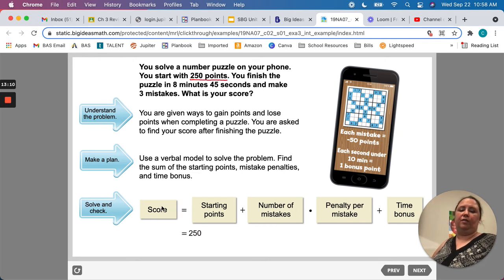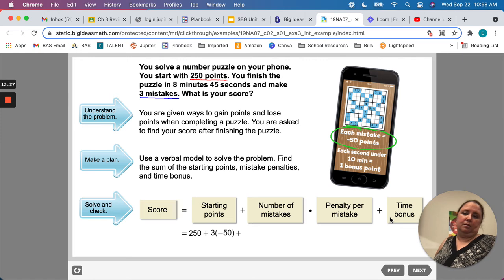All right, so now let's put the numbers into this. So we have 250 as our starting point. Plus, how many mistakes did we make? 3. So 3 times, how many penalties did we have? Oh, penalty per mistake, I'm sorry. We put -50 where that is. We had 3 mistakes at -50. And then what was our time bonus?